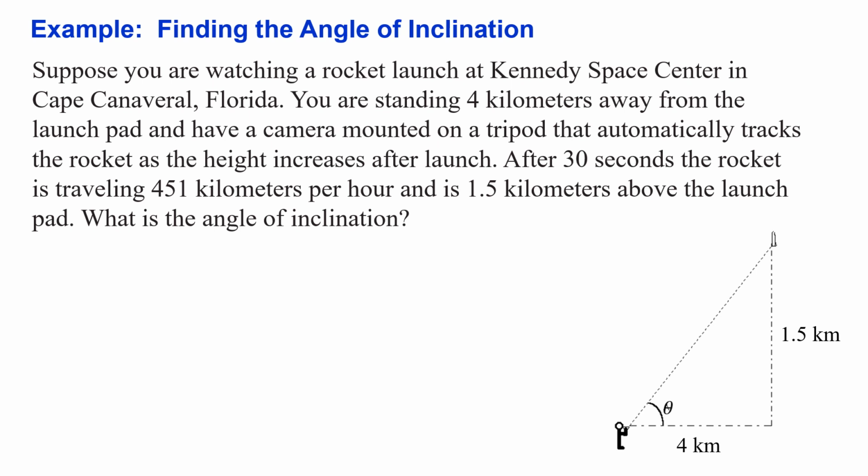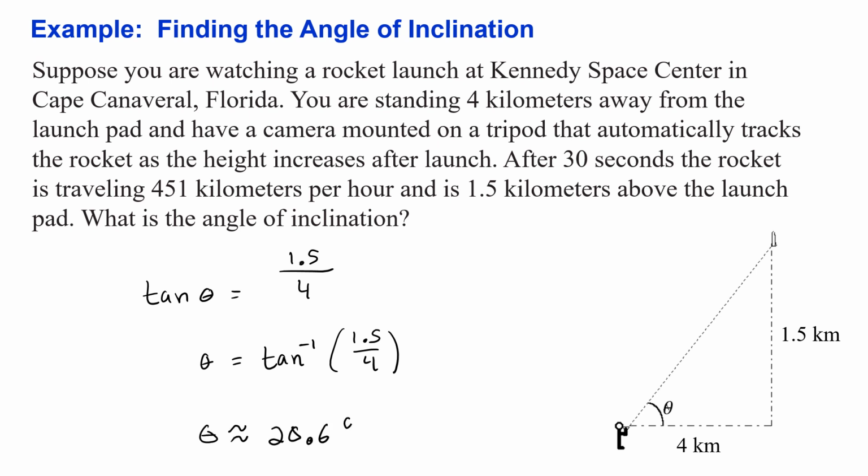So the two quantities that are known are the sides opposite and adjacent to our angle theta. And therefore, we can write tangent of theta equals 1.5 divided by 4. So to solve for theta, we'll use the inverse tangent function and write theta equals inverse tangent of the quantity 1.5 divided by 4. Now to make a little more sense of this value, let's use our calculator and obtain a decimal approximation. So let's make sure our calculator is in degree mode, and we're going to get that theta is approximately 20.6 degrees.